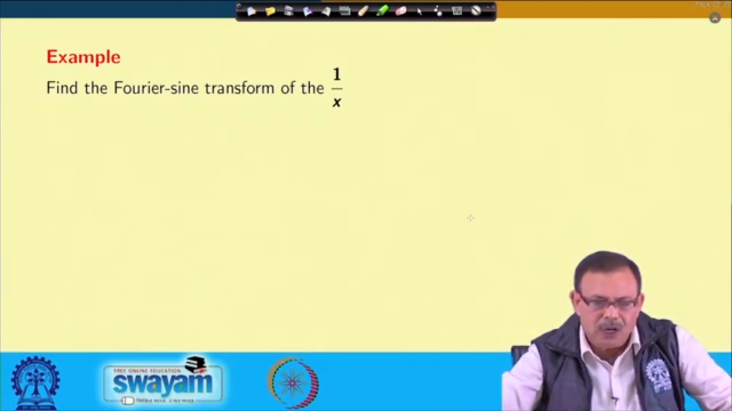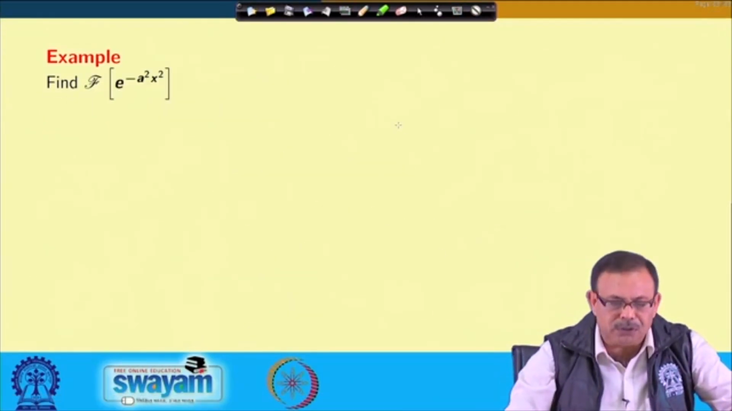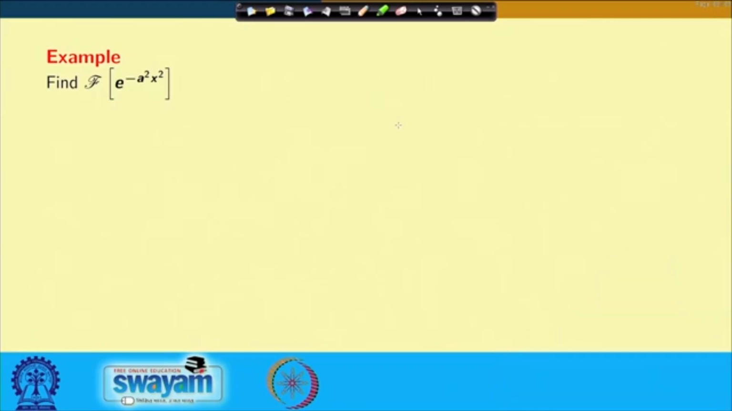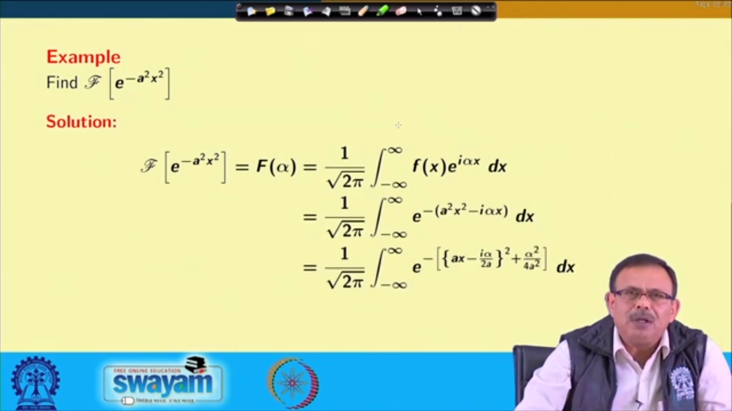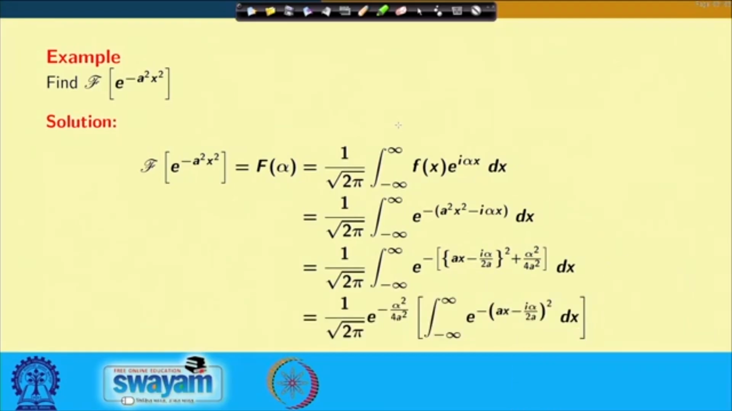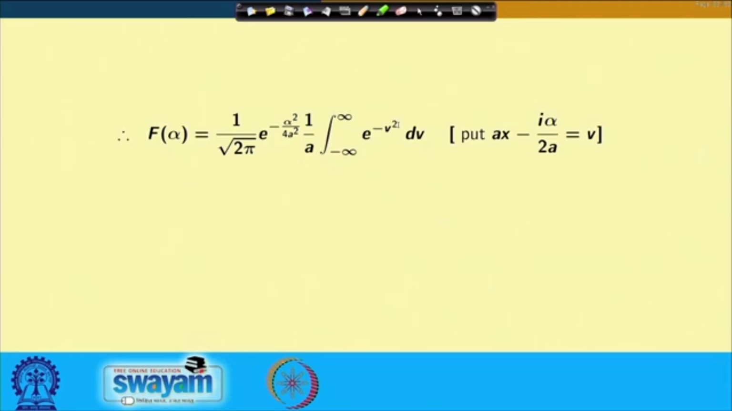So, again, we will not go into this, we have done it earlier. Fourier transform of e^(-a²x²), just using the formula you find it out. Then you have to evaluate the integral. So, I am writing in the a² plus b² format, so I have to make the addition over there. I am keeping e^(-α²/4a²) outside. Once I am doing it, I put ax minus iα/2a equals b.